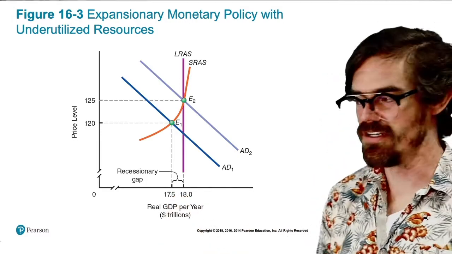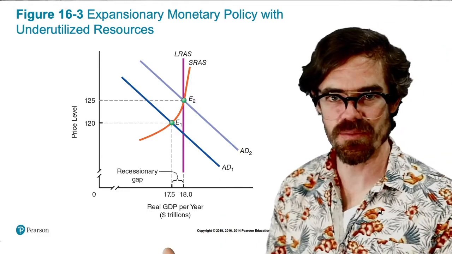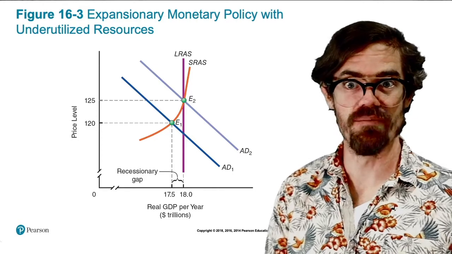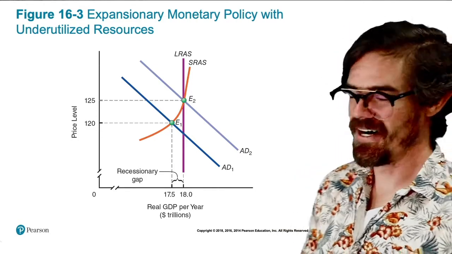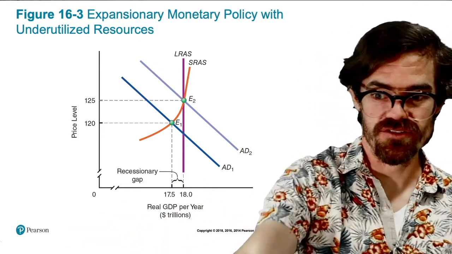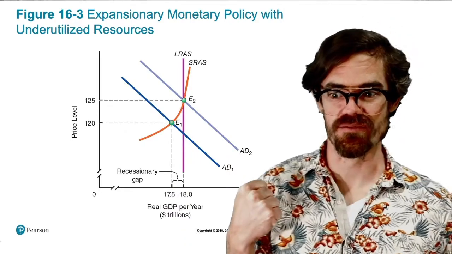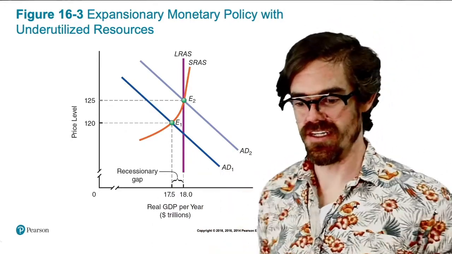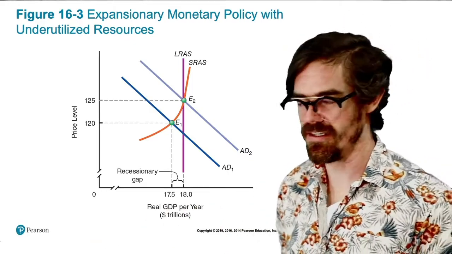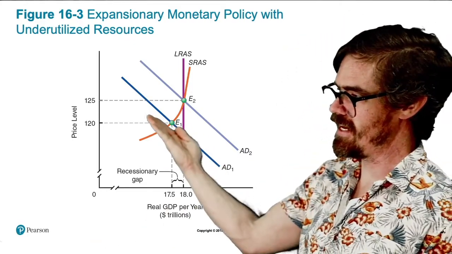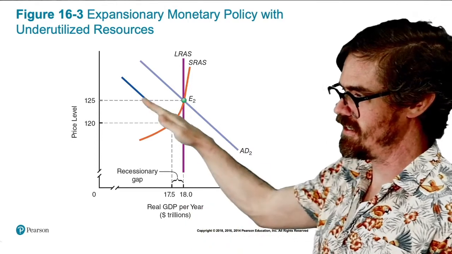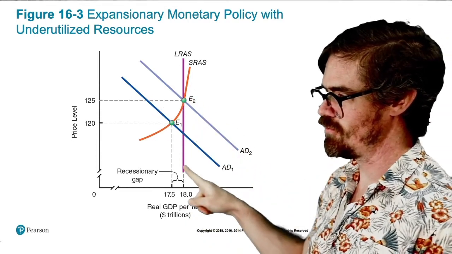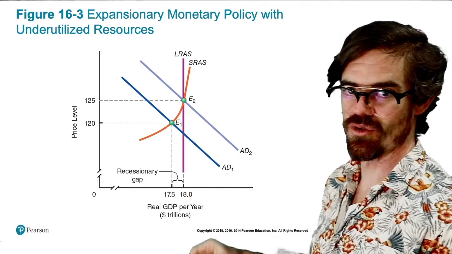Well, what can the Fed do? It can increase the money supply. It can buy a bunch of bonds. And when it buys those bonds, it takes those bonds from investors and banks and gives them cash in return. And that cash is injected into the money supply in the economy. And that increases aggregate demand and hopefully pushes us back to our long-run equilibrium where we are at full employment.